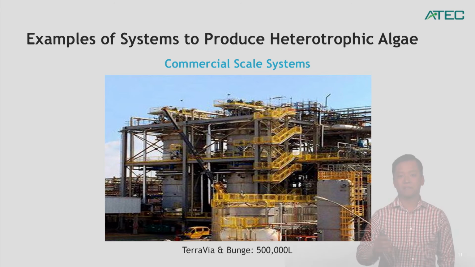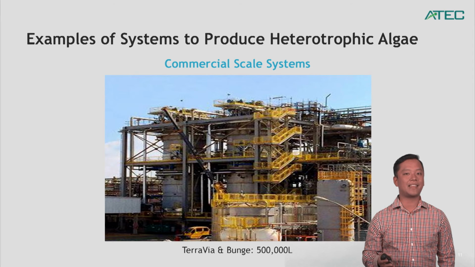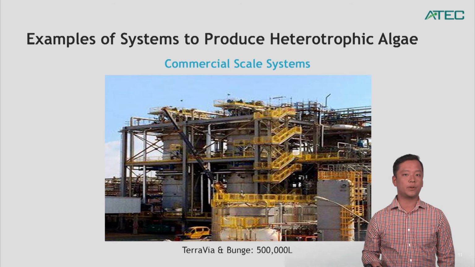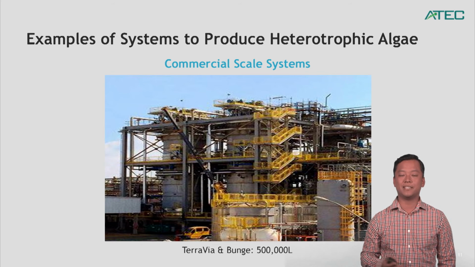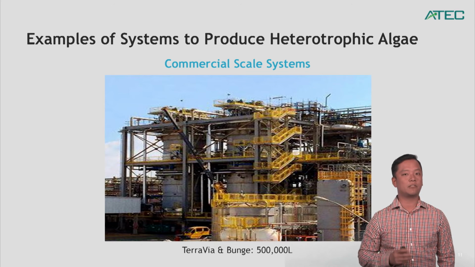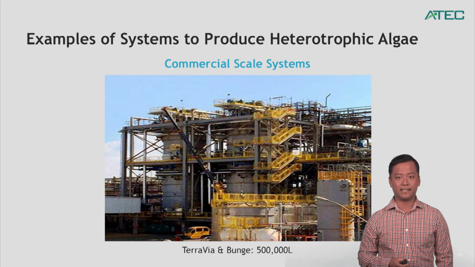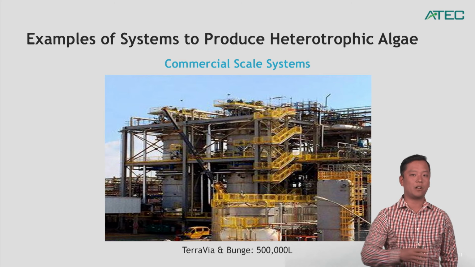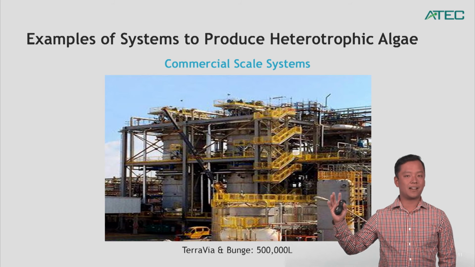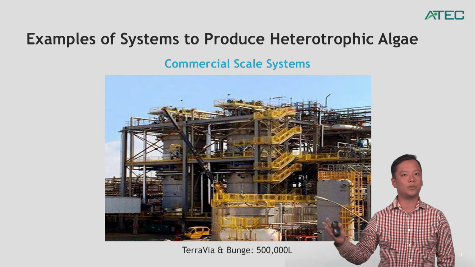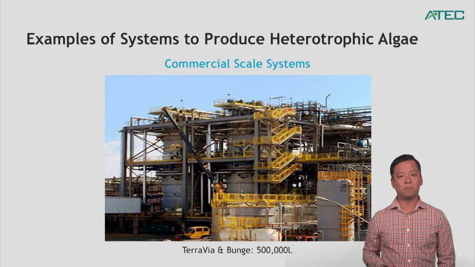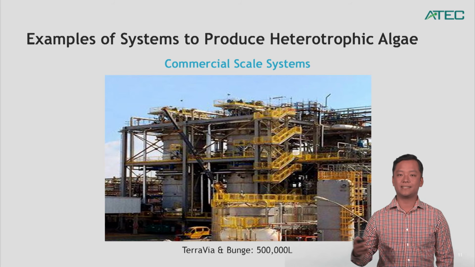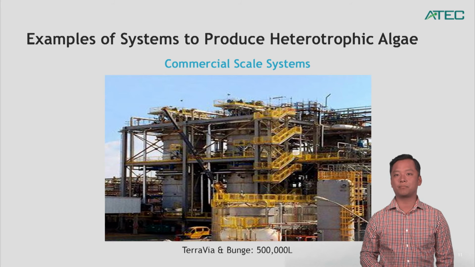And then finally, from there, you can go up to as large as 500,000 liters. This is a facility down in Brazil. It was a collaboration between Terravia, formerly Solazyme, and Bunge. And now they're actually growing strains of chlorella in that facility up to 500,000 liters. You can think about it from 1 liter all the way to 500,000 liters. Your economies of scale are astronomical, and you can probably produce algae in that scale below $5 a kilogram, which is essential for algae being widely accepted as a platform for different types of products.